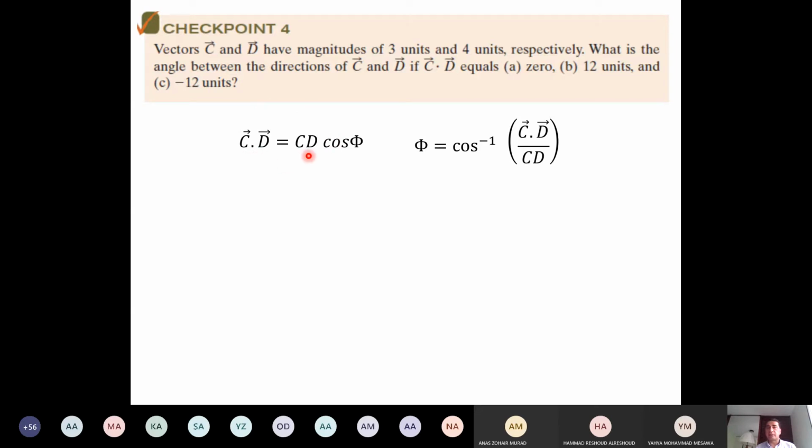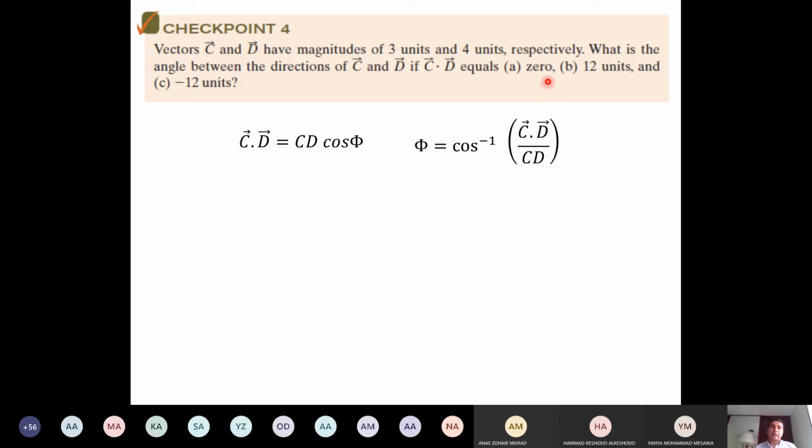C dot D is equal to CD cosine pi. And you are looking for the angle, what is going to be the angle here? So you divide both sides by CD and then take the inverse of cosine. So this will be pi equal to cosine inverse of C dot D divided by CD. This is one thing, how you are going to determine this.